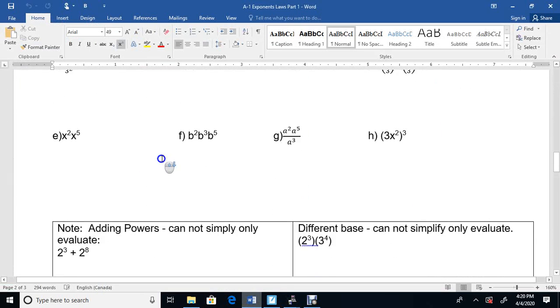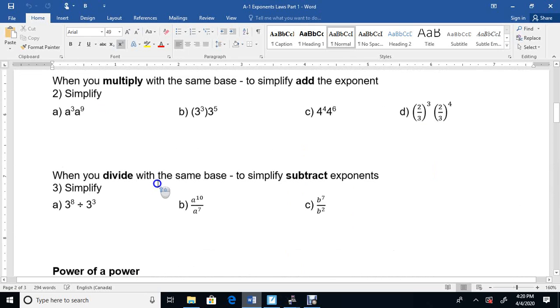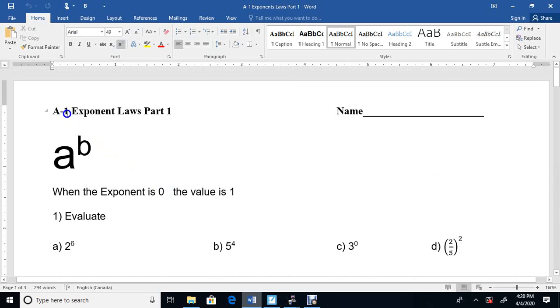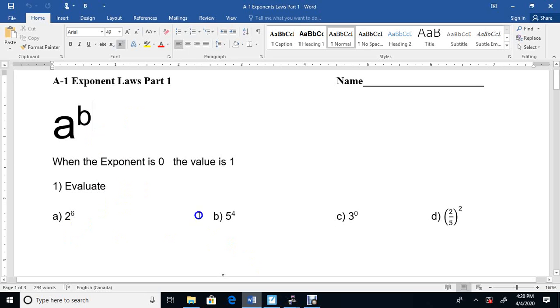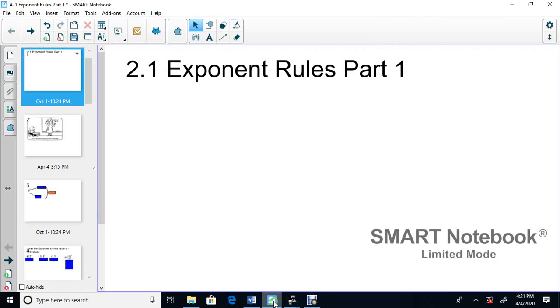If you print this one out, it's called A1 Exponent Laws Part 1 on the top. If you print this out and follow the video, you can just label things and put the answers down. Otherwise, you'll have to pause my video if you have a piece of paper, pause it at times, and make sure you can copy everything. So let's go to the video.